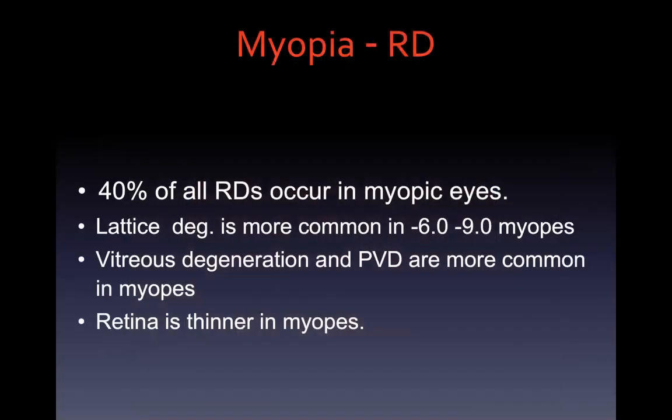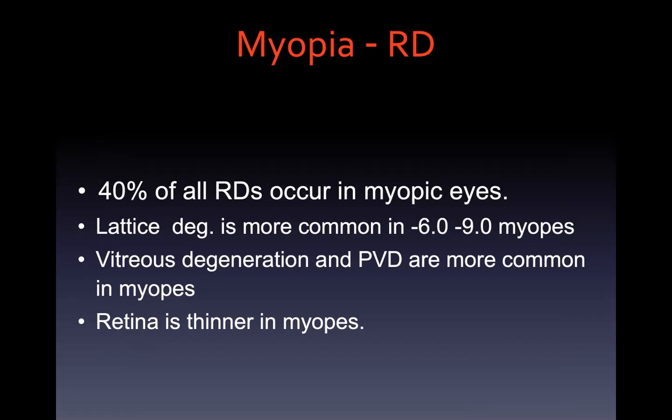So we know that in myopic eyes, retinal detachment occurs more. Why? This is the reason. Although lattice degenerations are seen in the normal population at around 3 to 4%, it is much more common, like 40%, 50%, in high myopic cases. So this is one of the reasons.